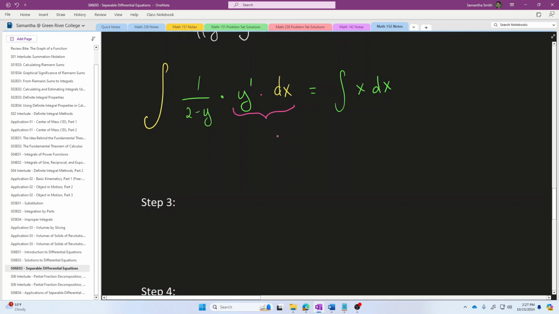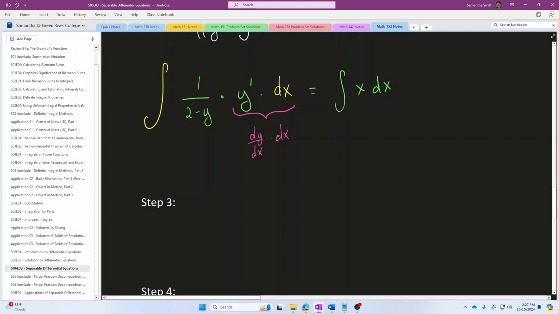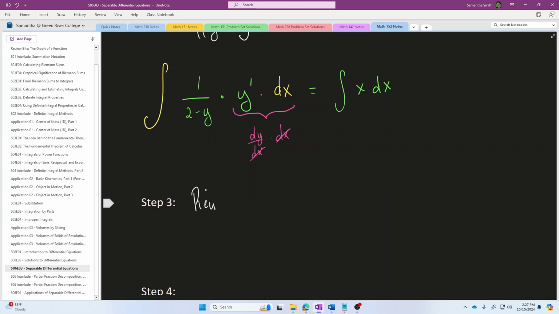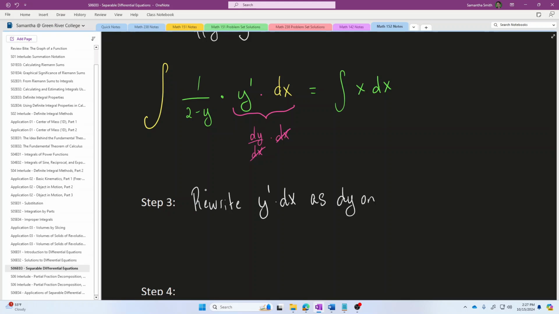y prime dx. If I remember that y prime is the same thing as dy over dx, and I hit that with another copy of dx, then these two dx's essentially cancel each other out. And I'm left with just dy there from that product. And that's step number 3, rewrite y prime dx as dy on the left side.